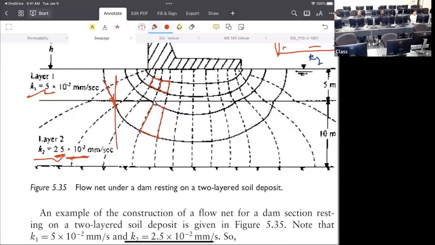So in the first layer, your flow and your drop are equivalent, right? In the second layer, you have the same flow. So if you are accounting for the same flow, then within the same flow your drop is lower, right? So if your drop is lower for the same flow, you are lowering down the equipotential line.